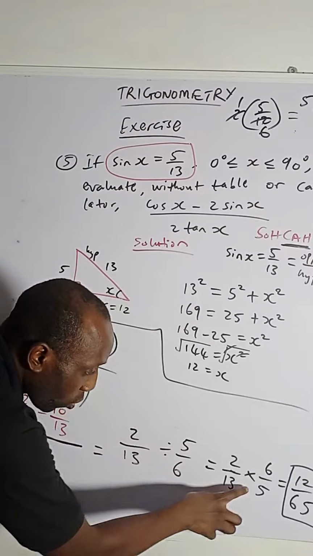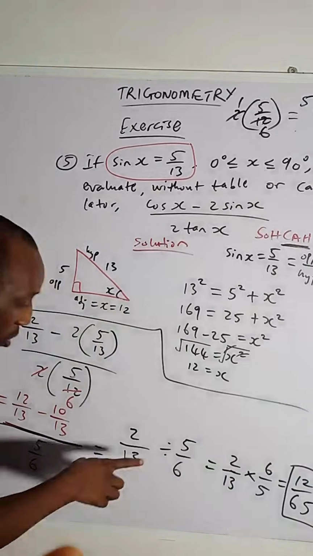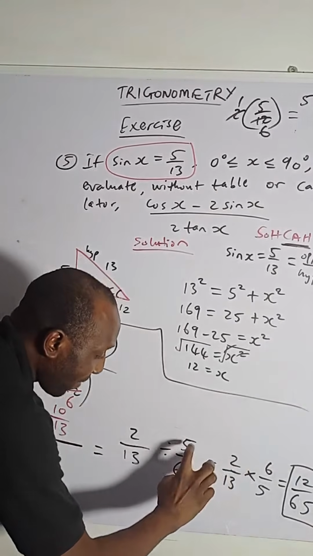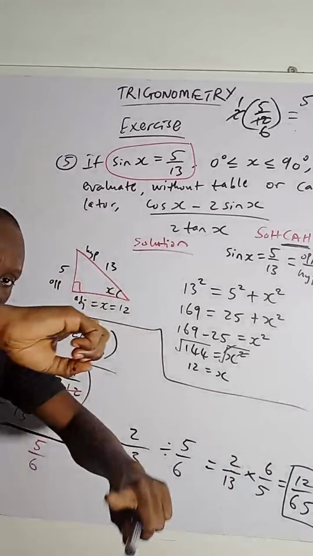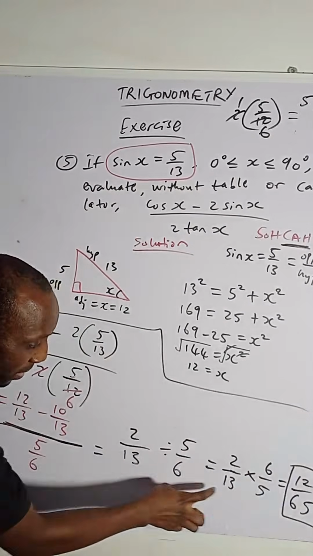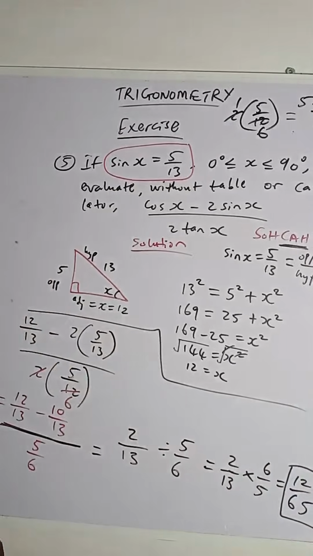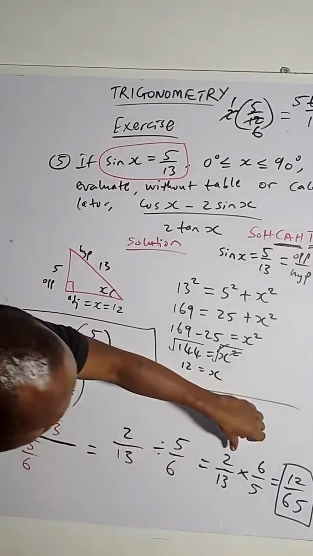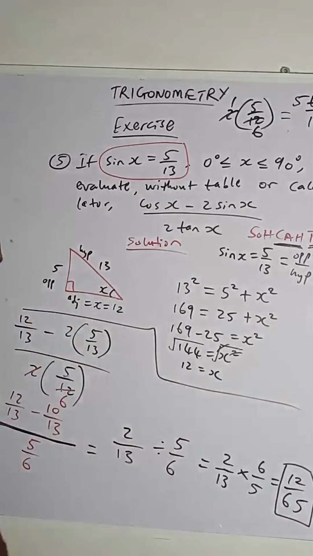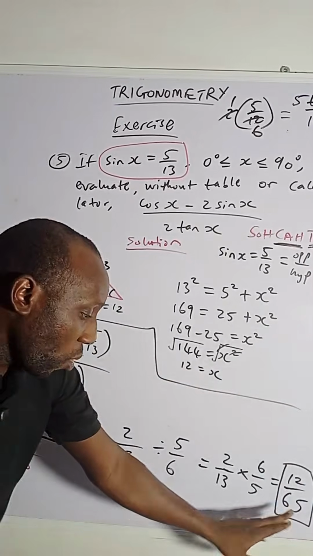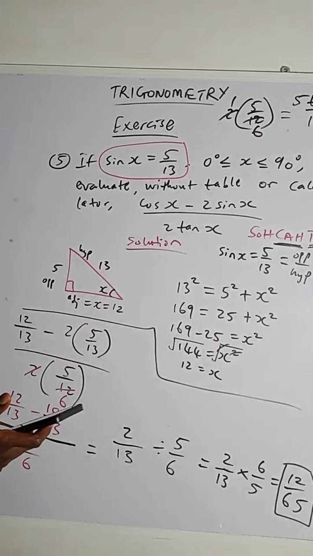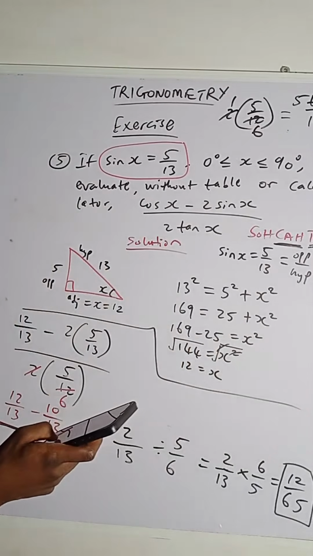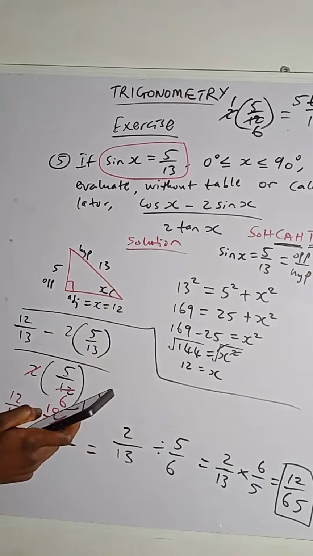And see what I did here? I changed this division to multiplication. When I change division to multiplication, I have to take the reciprocal of 5 over 6. I turn it upside down. So from 5 over 6, it became 6 over 5. And then I did 2 times 6, which is 12, and then 13 times 5, which is 65. I hope that helps. Thank you, thank you.